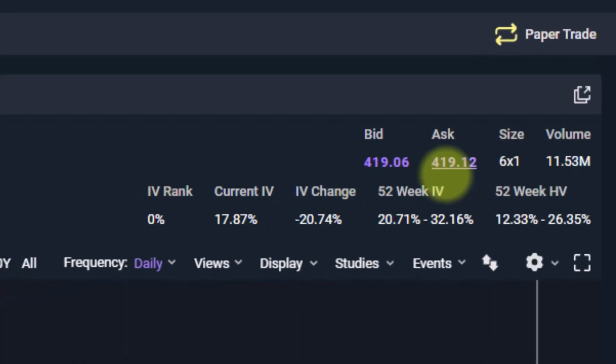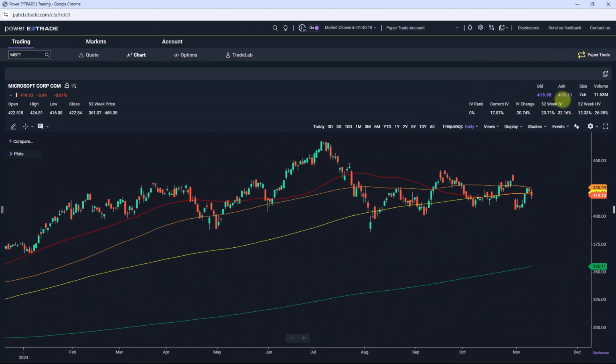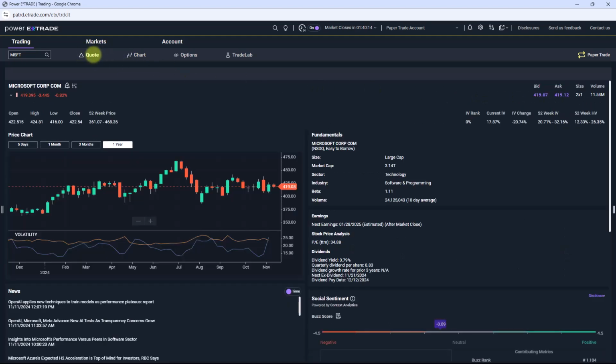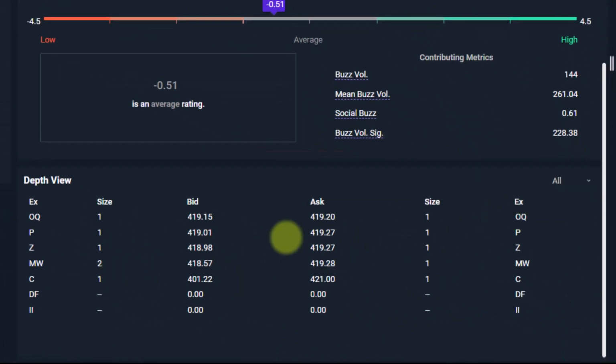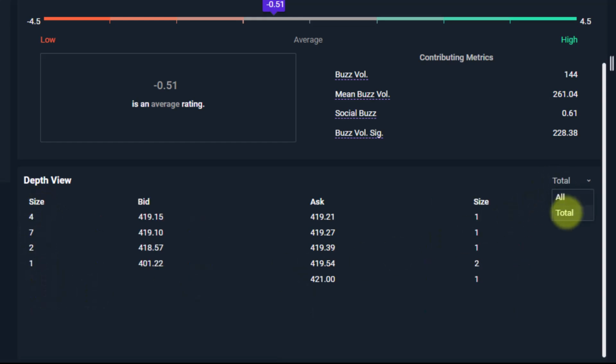And if we want to see behind the curtain, so to speak, we need to go to what's called level 2. Now in E-Trade, we do that by going to the quote screen, and then we scroll down here. And these are the various exchanges. Probably easier to flip it over to total, and we're seeing out of all of them, how many are bidding 419.15? Well, there's 500 shares. Then we drop to 419.10. See, there's a 5-cent discrepancy there. And then 418.57. That's a pretty big drop.